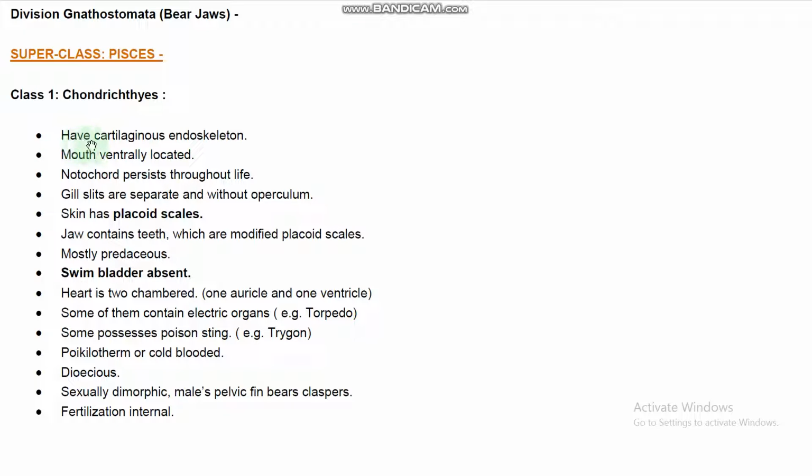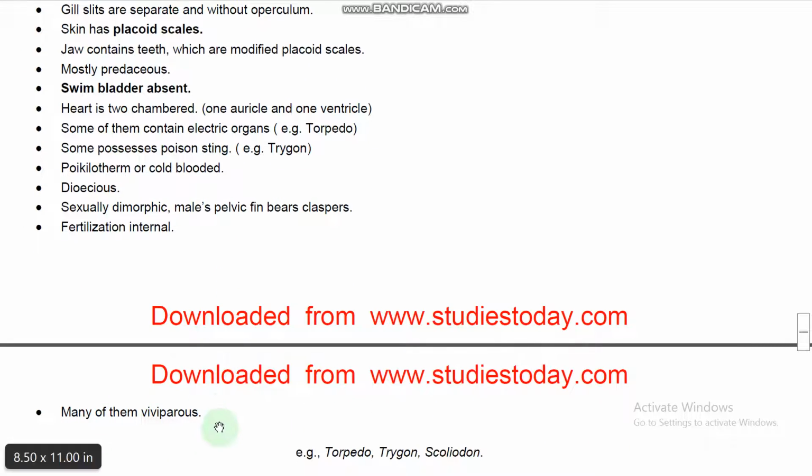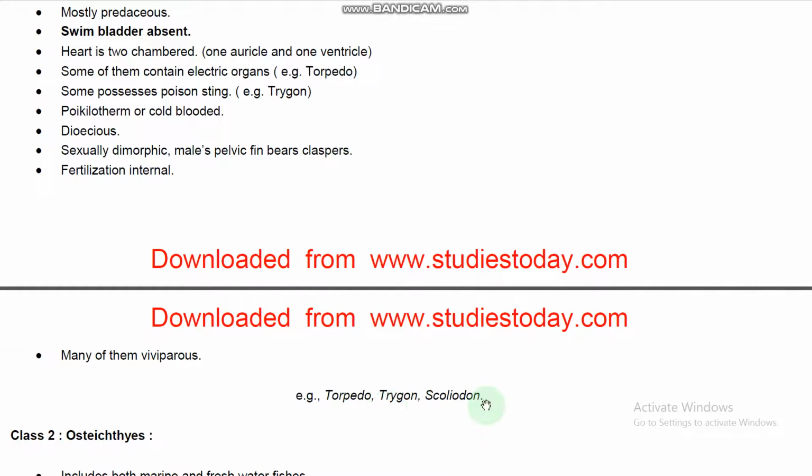And having a cartilaginous endoskeleton, the mouth is located ventrally, the notochord persists throughout life, and gill slits are separate and without operculum. Skin has placoid scales. Jaws contain teeth, which are modified placoid scales, mostly predaceous. Swim bladder is absent. Heart is two chambered. Some of them contain electrical organs, and some possess a poisonous sting. They are poikilotherms, dioecious, sexually dimorphic, and the male pelvic fin bears claspers, and fertilization is internal, and many of them are oviparous. Examples: Torpedo, Trygon and Scoliodon.